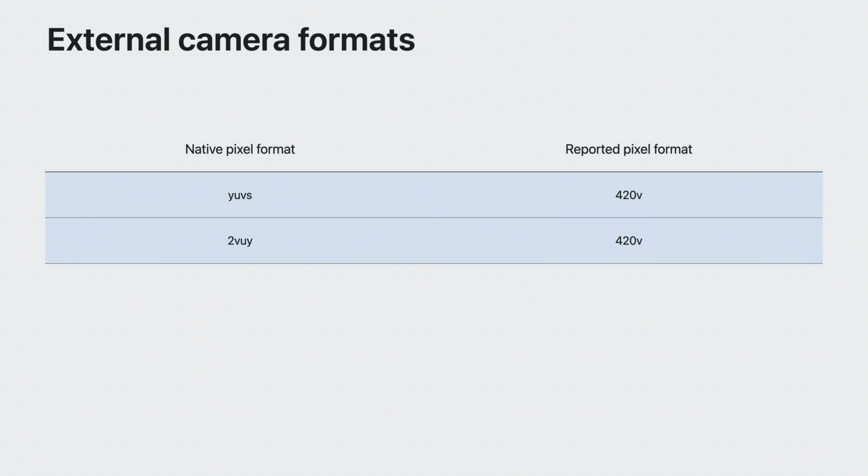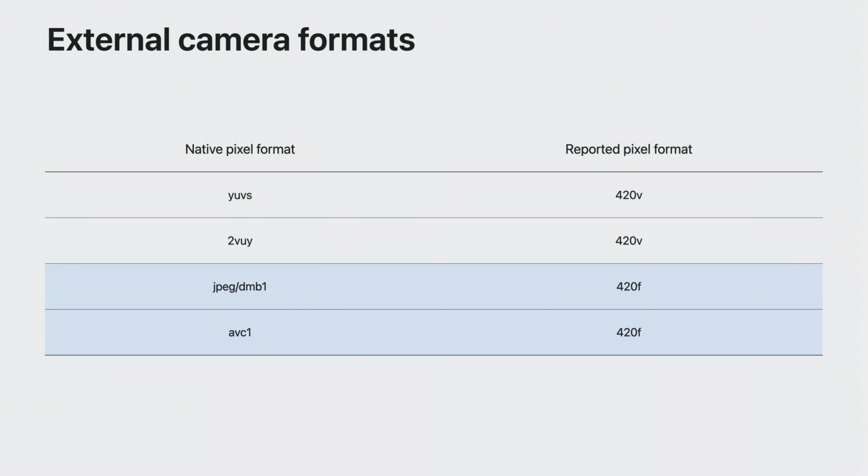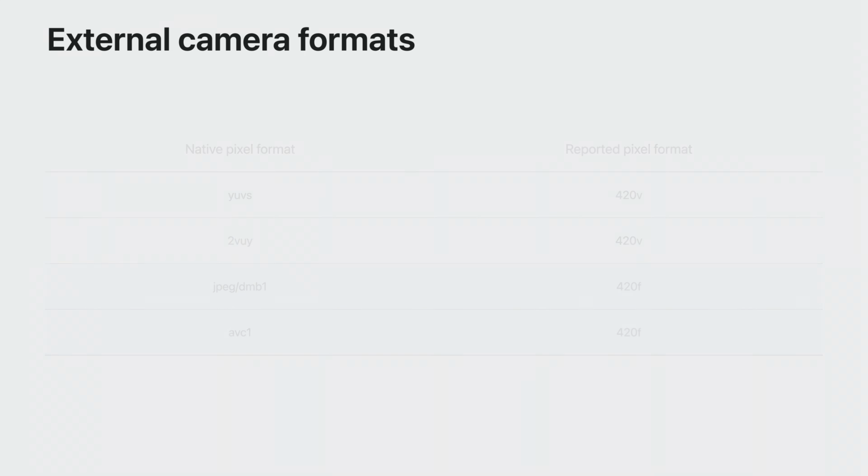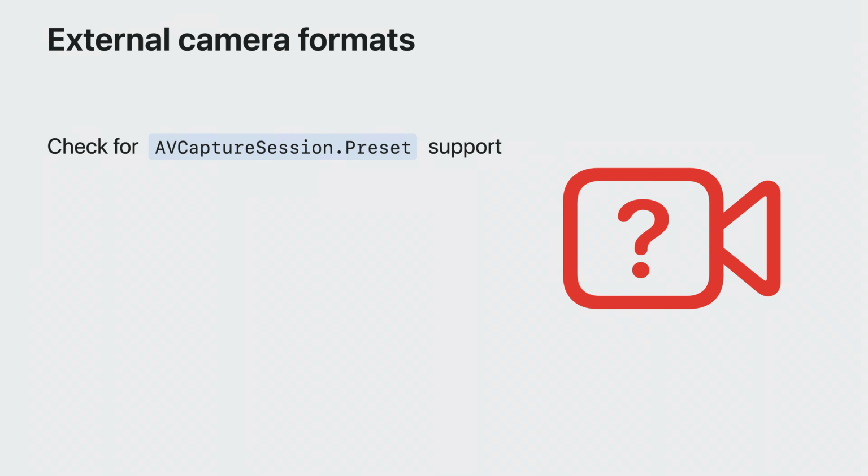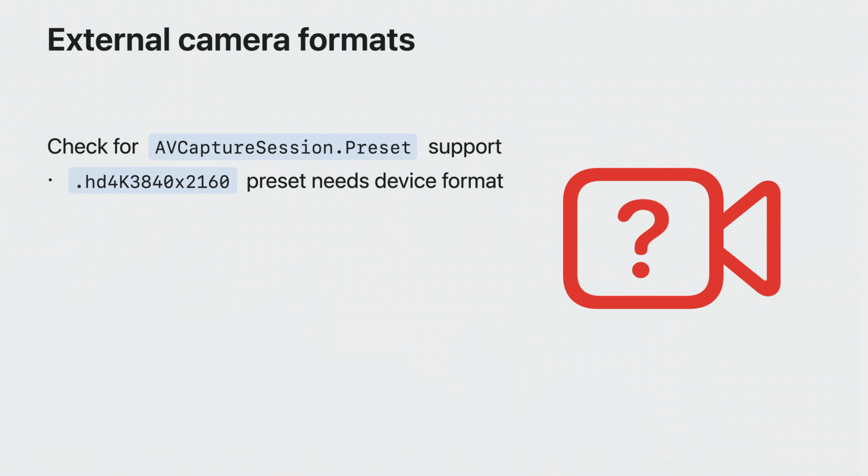Uncompressed formats like YUVS and 2VUY are converted to 420V. And compressed formats like streaming JPEG and H.264 are converted to 420F. Because an external camera can have formats of any size, it may not support all AV Capture Session presets. For example, the HD 4K preset requires the device to have a compatible format.